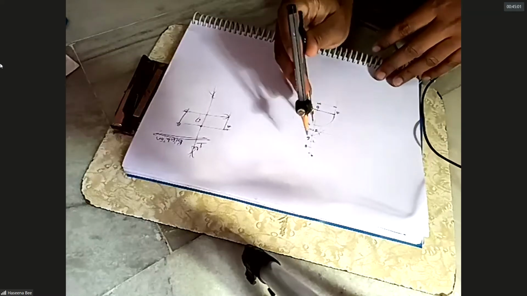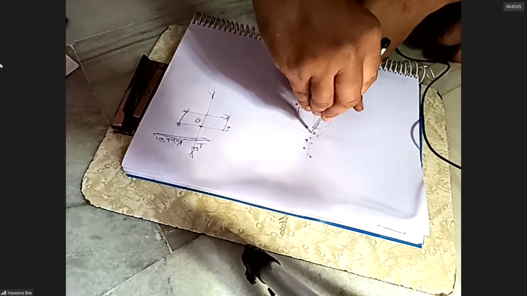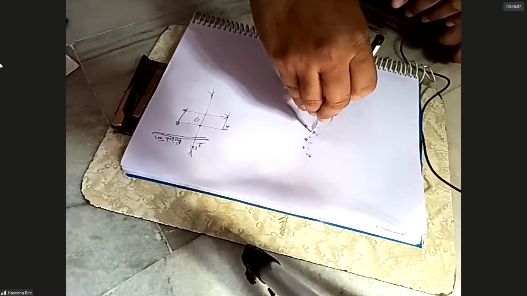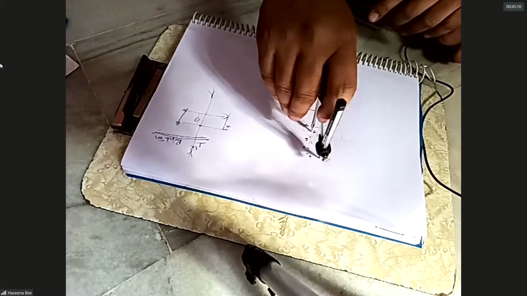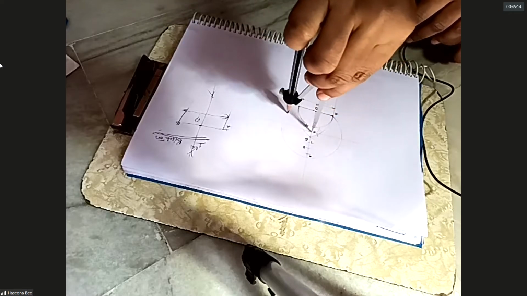Now we need to draw a pentagon. How to draw a pentagon? If I want to draw a pentagon, then I need to take the center as 5 and radius 5a. I have to draw one circle.